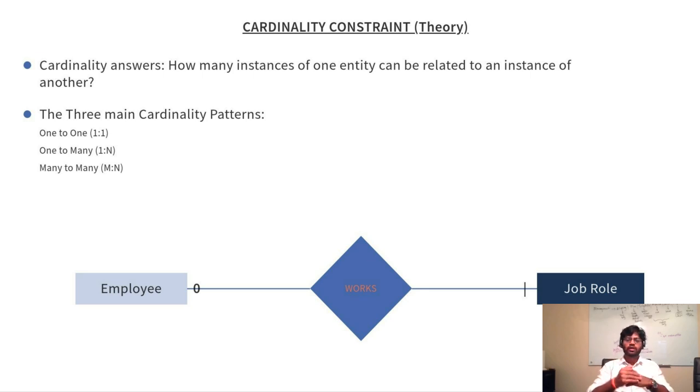And next comes the one to many, where one instance in entity A relates to many in entity B. For example, the prime example we just took for our class, one job role can be assigned to multiple employees, but each employee must have just one role. And last comes many to many, the multiple instances in both the entities related to each other. For example, employees can work on multiple projects, and multiple projects can have multiple employees, right? That's the basic idea of the cardinality.